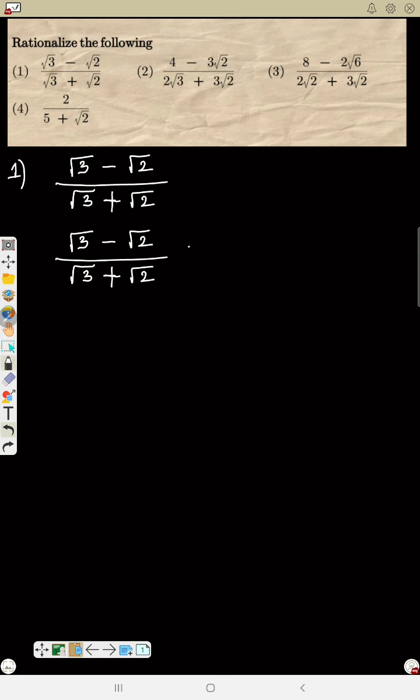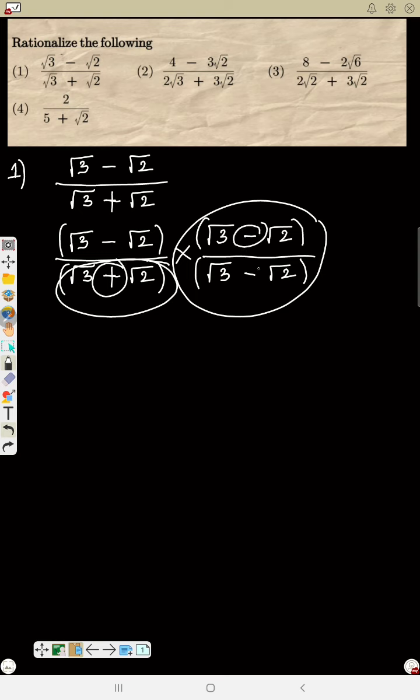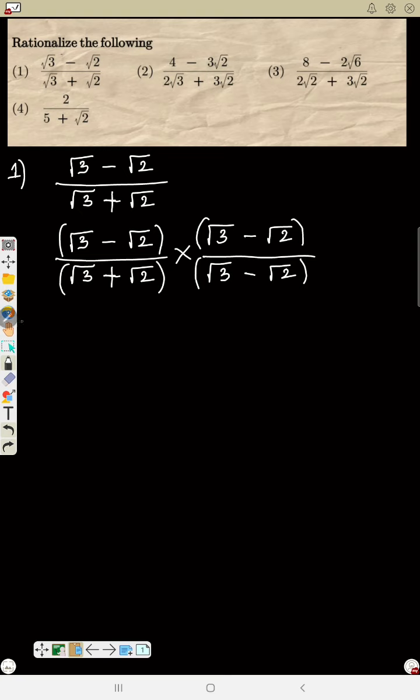So this will be times. Now rewrite this twice but change the sign to minus. So this will be square root of 3 minus square root of 2. So we still have square root of 3 minus square root of 2. Put it in brackets so you can now multiply. So this is what we mean by rationalize. You will write this denominator twice here, but change the sign from plus to minus. So that is rationalize. Now multiply one by one.